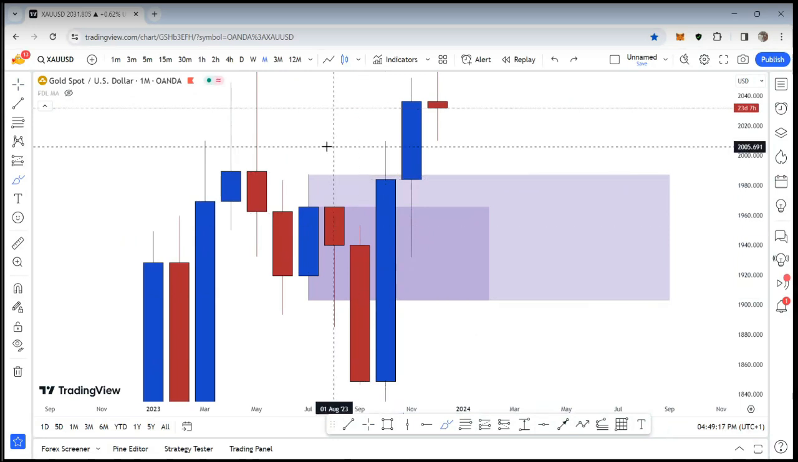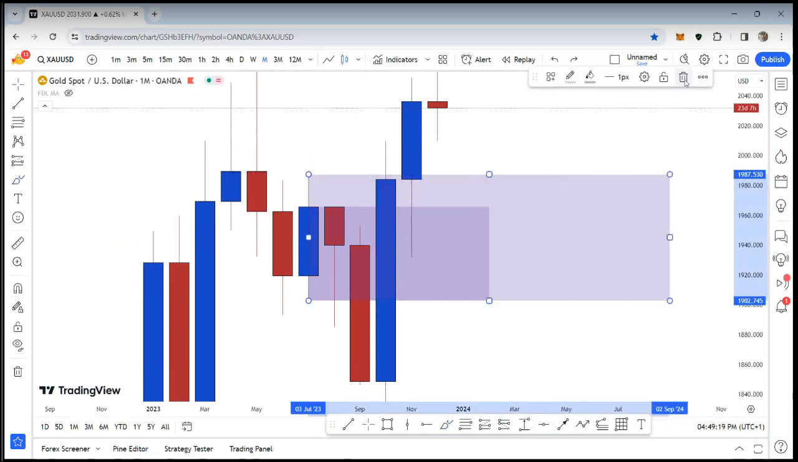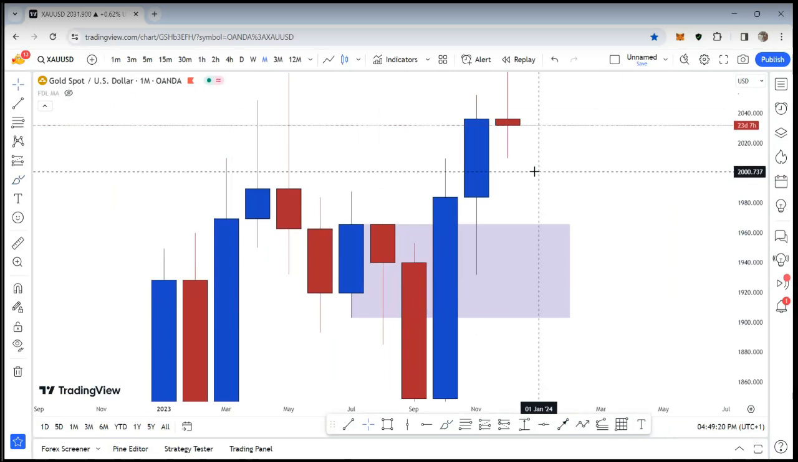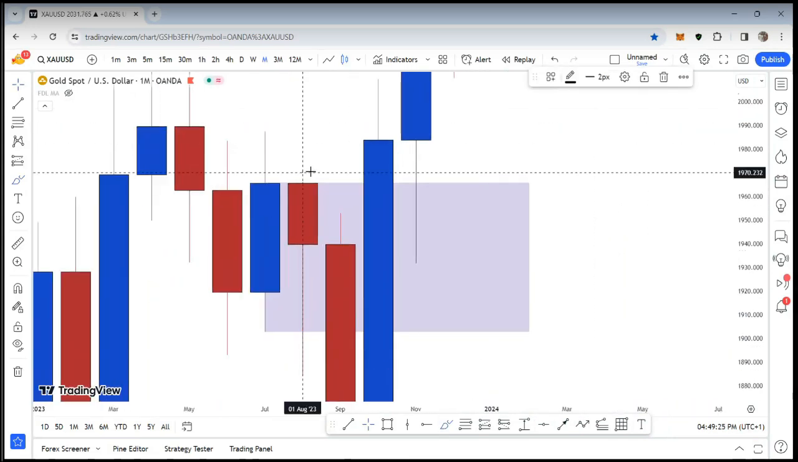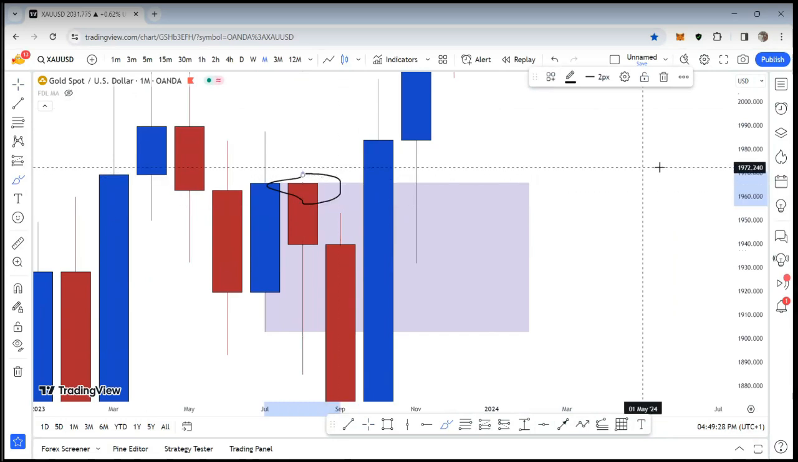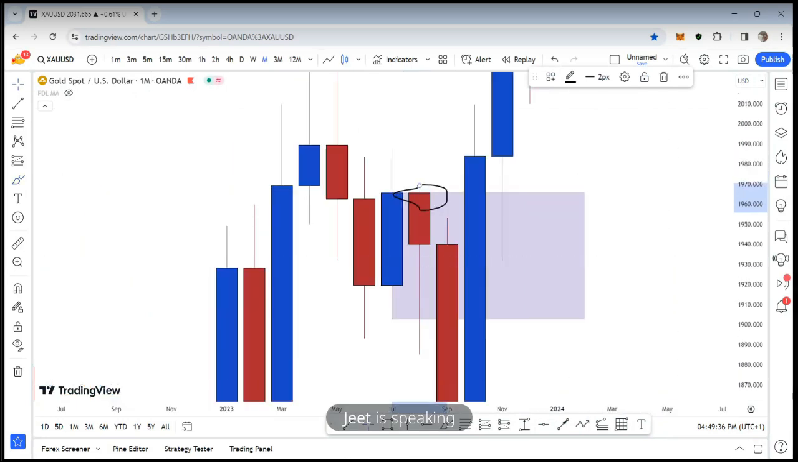So now, I don't take that first one as the type of engulfing that I want. Now, this right here is the right type of engulfing plus SNR. Does that make sense? Yes. Can you guys hear me? All right, good.